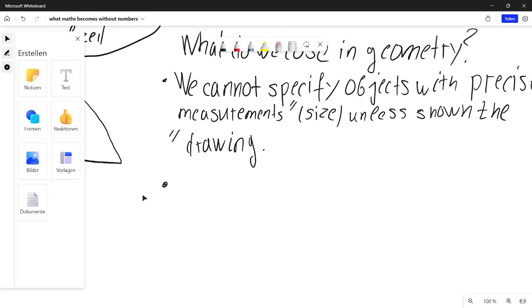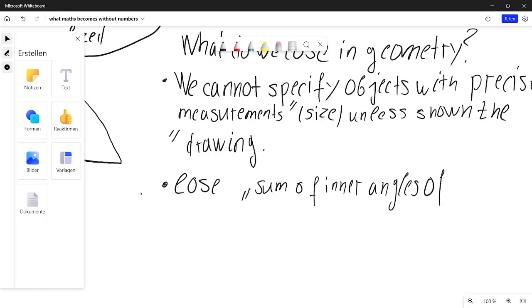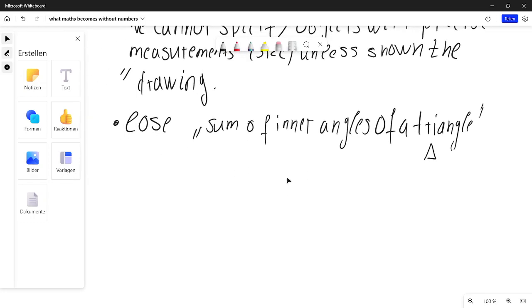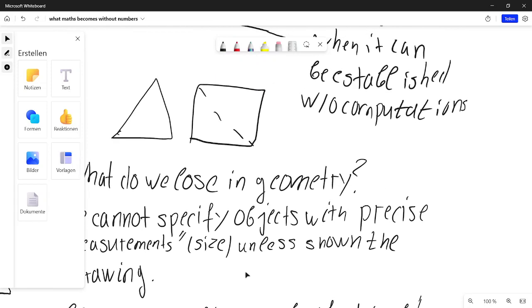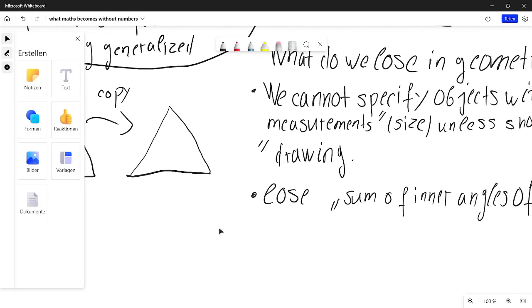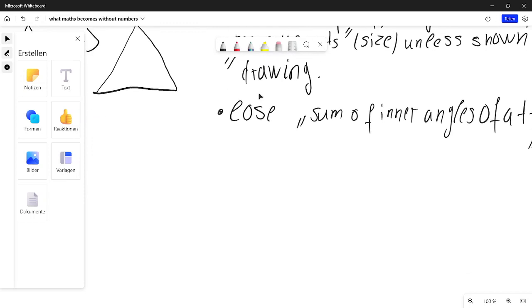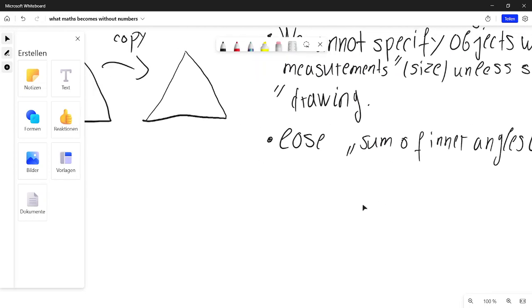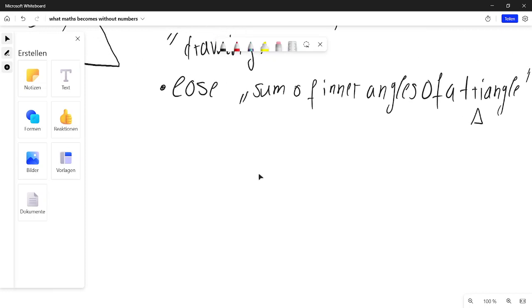What else do we lose? Of course, we lose the sum of inner angles of a triangle. So of that thing that is drawn like this. And let's think if we can somehow save it. Is there any way to have that all triangles, because that is what it comes down to, have the same sum of inner angles?